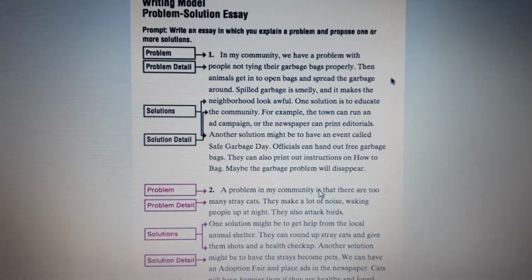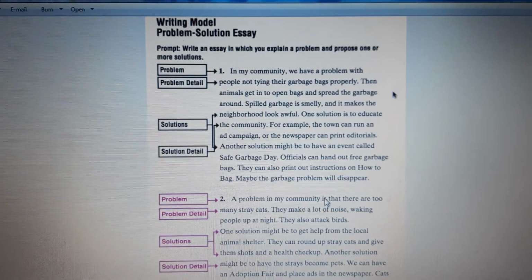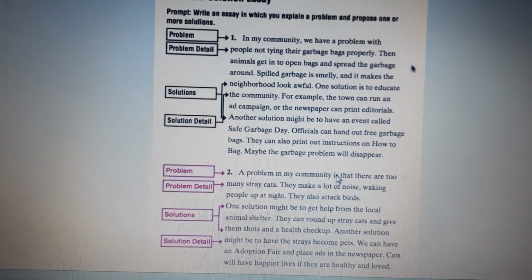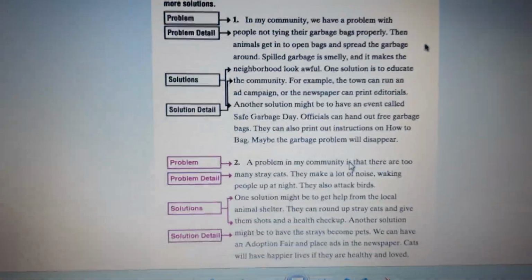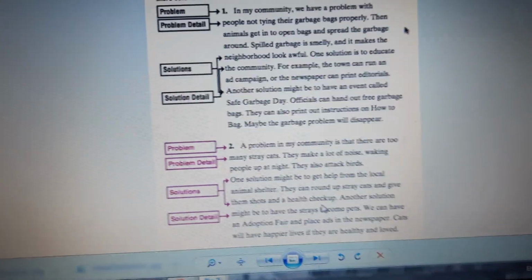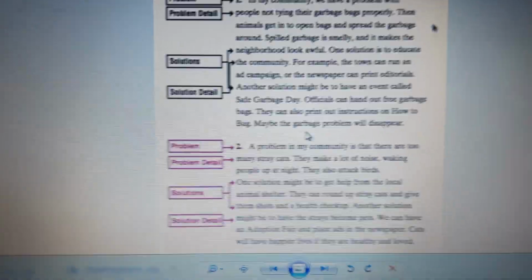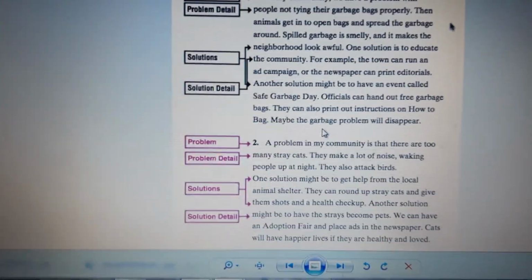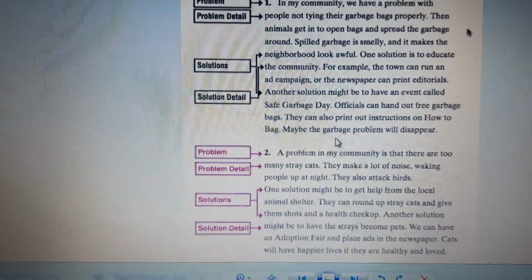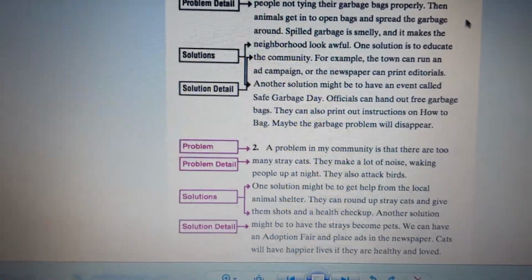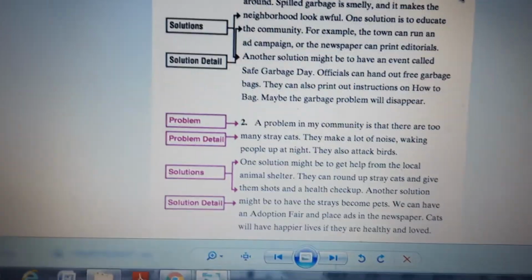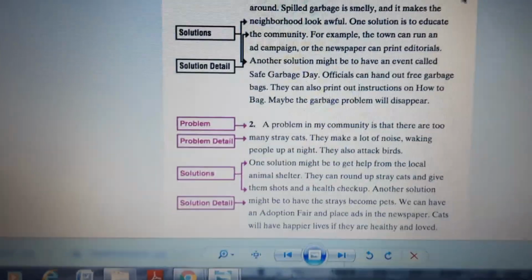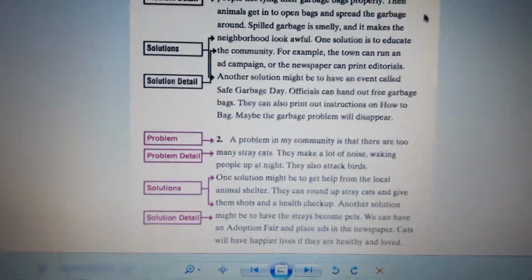You have to write your introduction and problem details, solution details, and problem details, solution details. If you have like three problems, that's fine. I'm going to send you this. I will upload this writing model problem solution essay, and here just write an essay in which you explain a problem and the purpose of one or more solutions. We have a problem or two and you have to write about it.